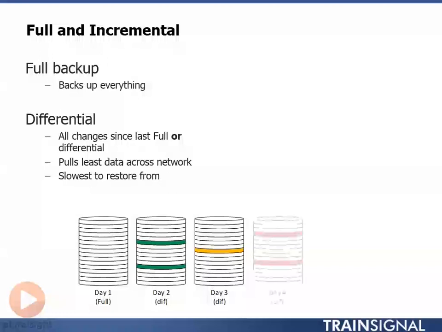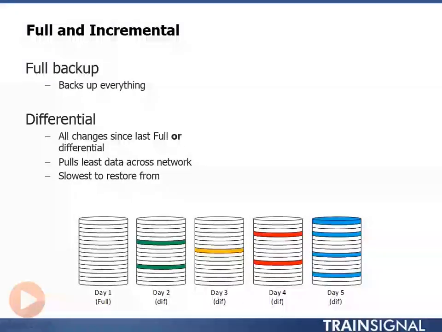Again on day 4, we change another small amount of data, and the differential backup only backs up that changed data. Only the data that's changed since the last differential backup. Same goes for day 5. Just backing up the data that's changed since the differential backup on day 4. So, obviously each day, or each time we take a differential backup, we're pulling massively less data across the network and storing massively less data to our backup device than we would if we ran a full backup every time.